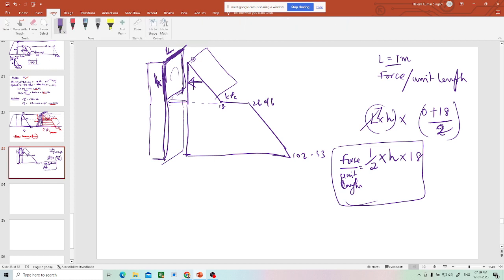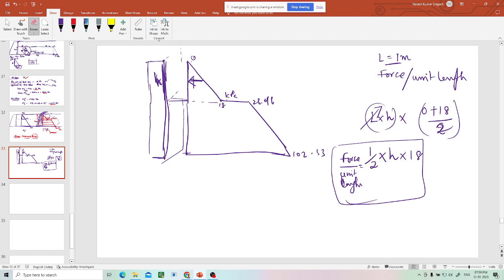I'll just erase this. Okay. So now if I erase that, half into h is this into 18. It is nothing but triangular area. This triangle area, see, this is the pressure diagram. If you take the area of the pressure diagram, that means you are getting the force, right?